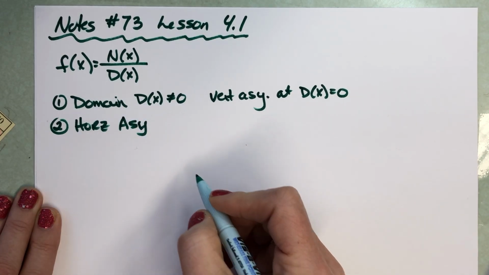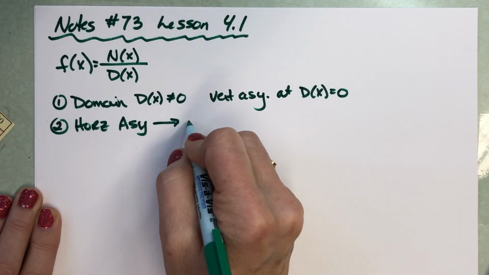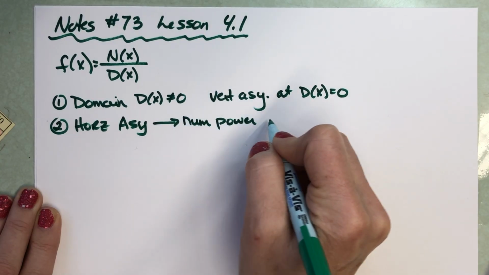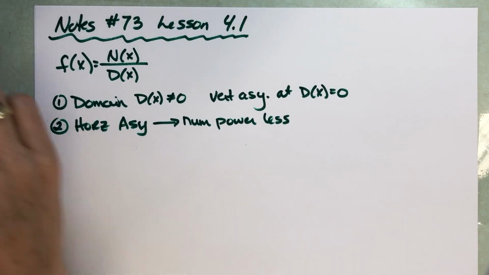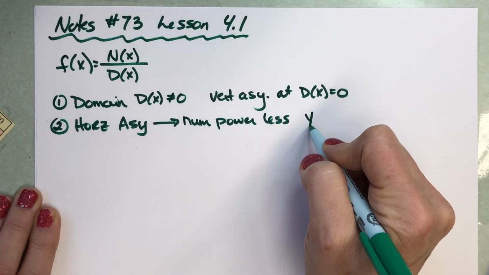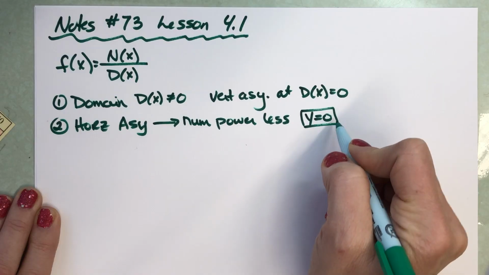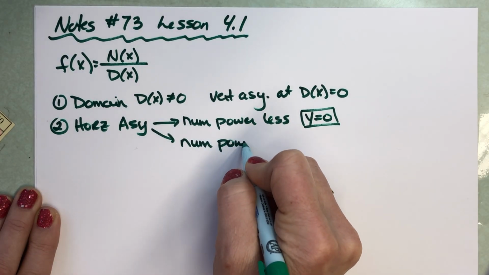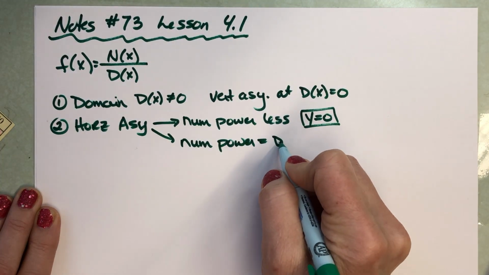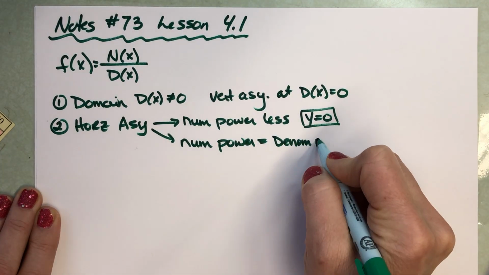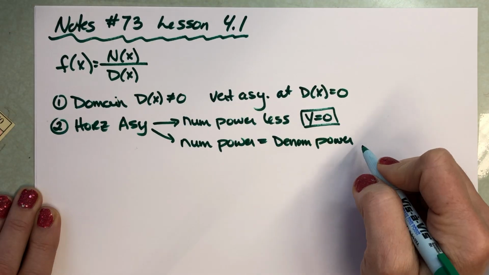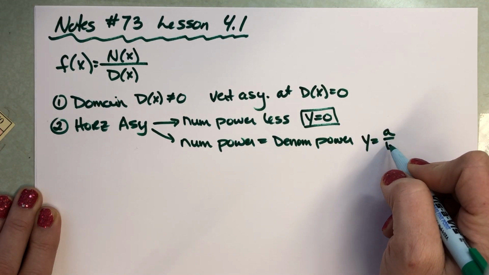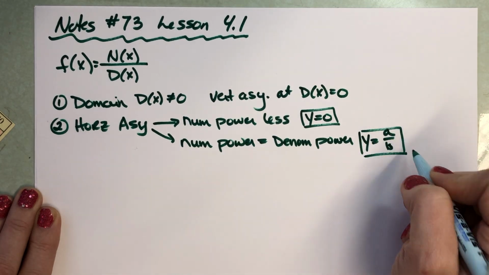Okay, so you've got a couple different options. If your numerator power is less than your denominator power, then you're going to put a horizontal asymptote at y equals 0. If your numerator power is equal to the denominator power, then you're going to put your horizontal asymptote at y equals a over b. And a over b are the leading coefficients of your fractional function.